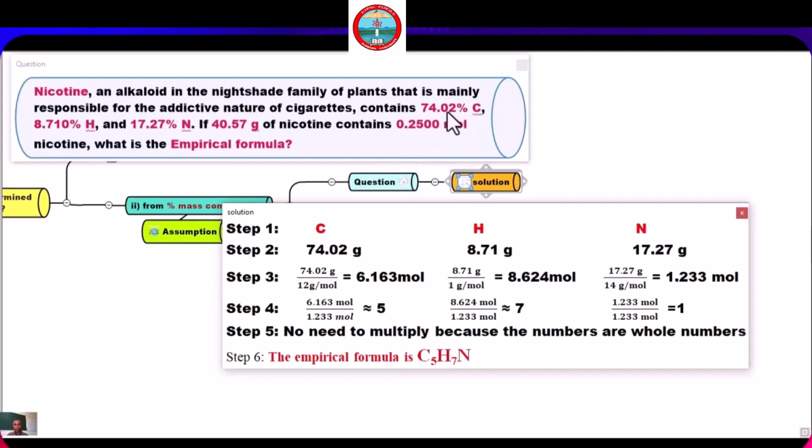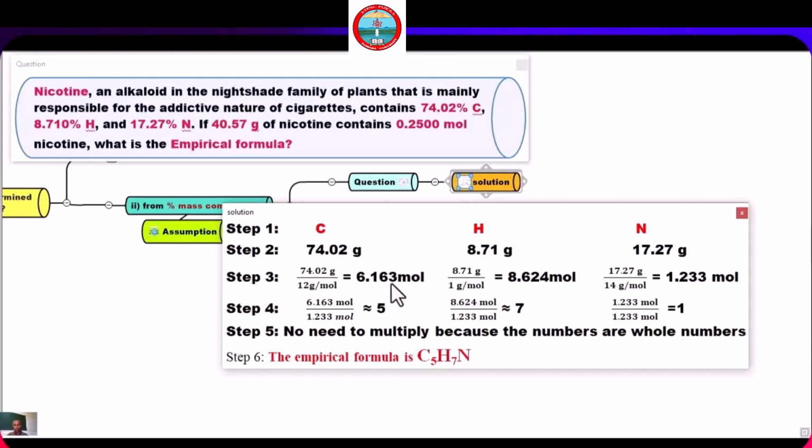74.02% of carbon is equal to 74.02 gram, and likewise for hydrogen and nitrogen. Step 3 is to change the given mass into mole by dividing by its molar mass. The mole for carbon is equal to this one, the mole for hydrogen becomes this, and for nitrogen becomes this. Step 5 is divide by the smallest whole number.